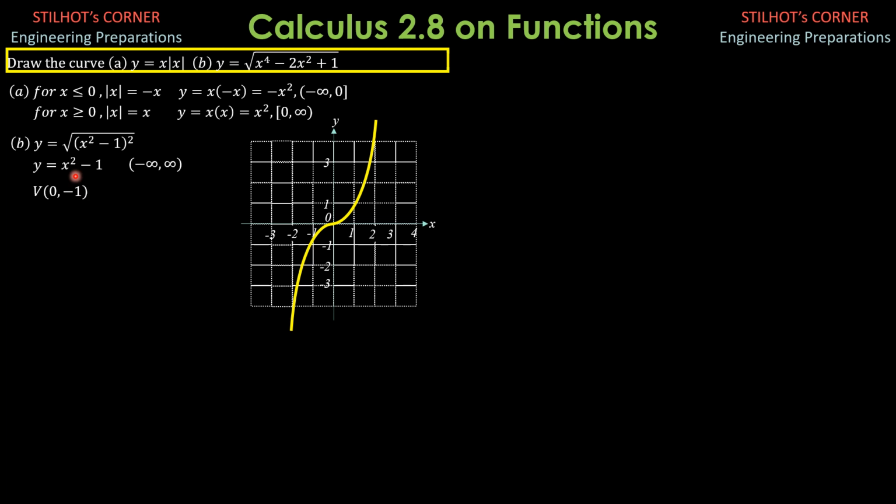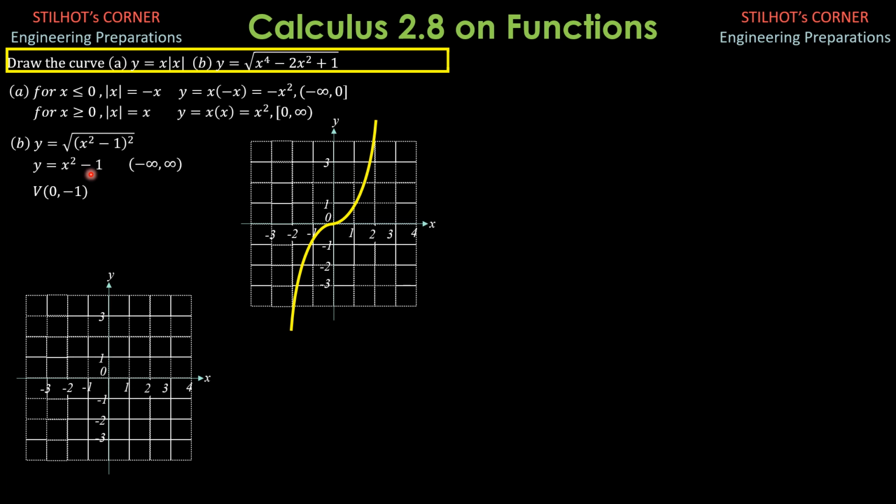So we just consider this case. This is a parabola, open upward, and the vertex is at (0, negative 1). But if you're not familiar with the standard equation of a parabola, it's fine. We just plot this by point plotting. When x is 0, y is negative 1. It is an open upward parabola. When x is plus or minus 1, y is 0.